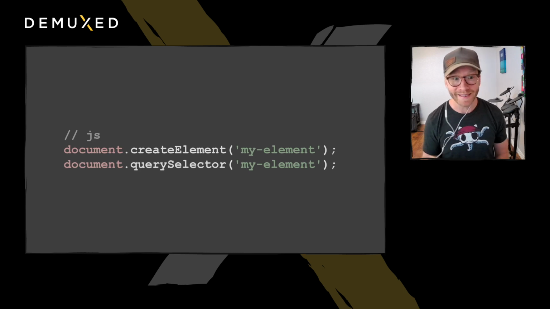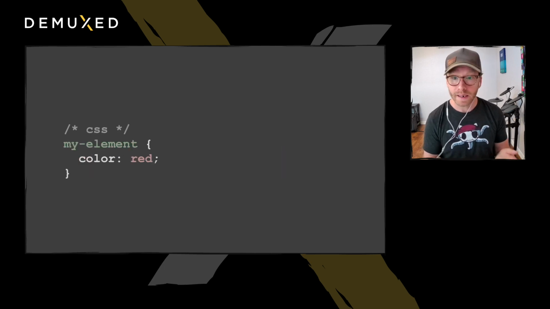By just using the tag name, I can use query selector to select my element without any IDs or classes. And then again, in CSS, I don't need classes or IDs. I can just style the element itself, which keeps me from creating styles that might affect other elements on the page of the same name.